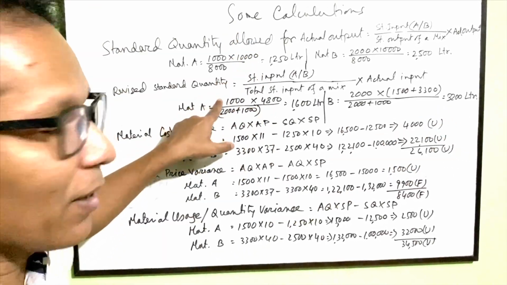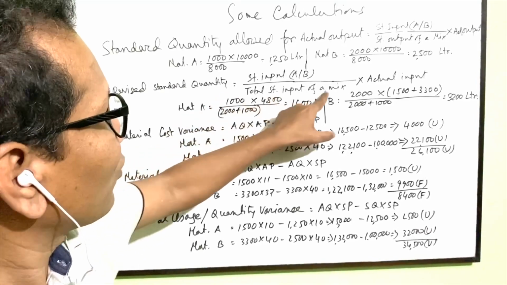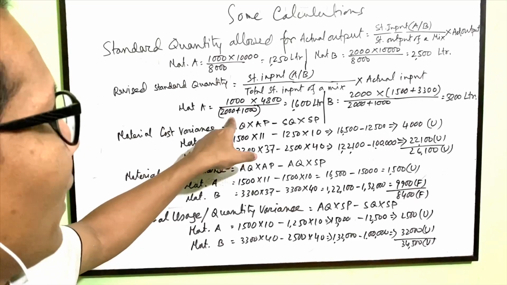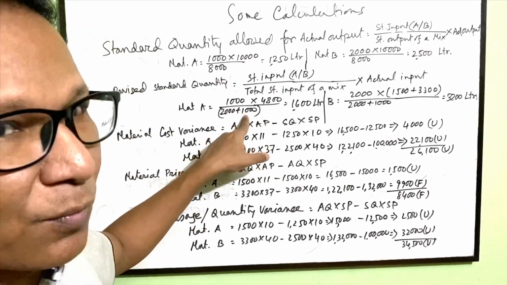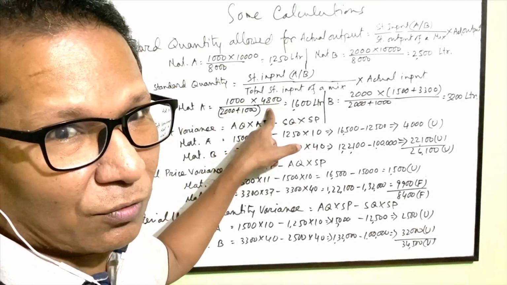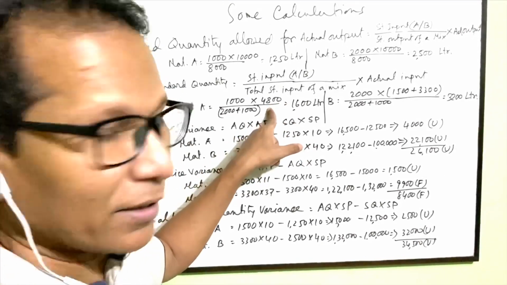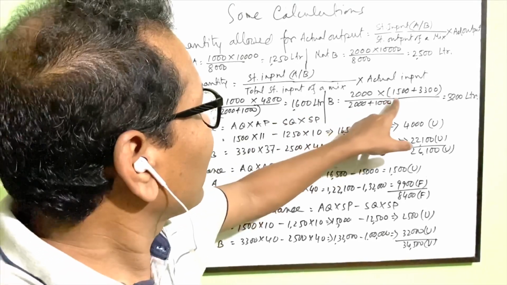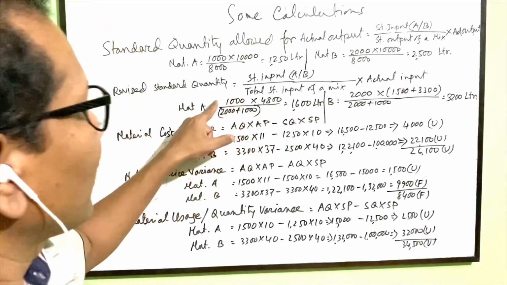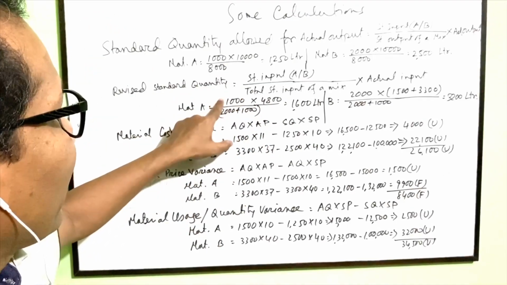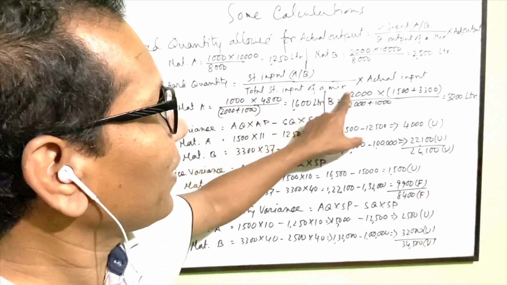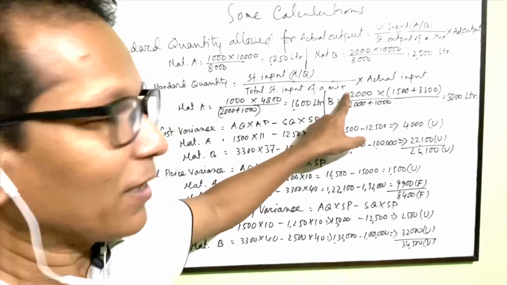Standard input for A 1000 and total standard input of a mix was 3000, with 2000 for B, and total input used was 4800 liters. Here the same 4800; only the changing item is material A 1000 standard input and material B 2000 standard input.